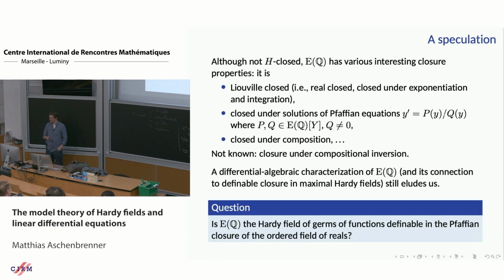So let me just finish with this last slide. I have a crazy speculation about what this E of Q actually might be. Namely, that it might be the Hardy field of the Pfaffian closure of the reals. Because if you look at its closure properties, it looks a lot like it. It's Liouville closed, closed under Pfaffian functions, closed under composition. It's not known that it's closed under inversion, which is a bit funny.